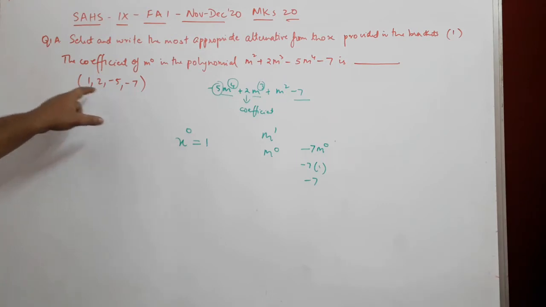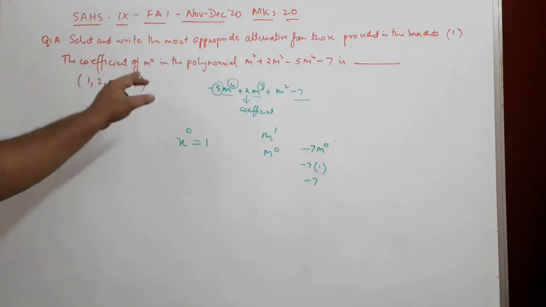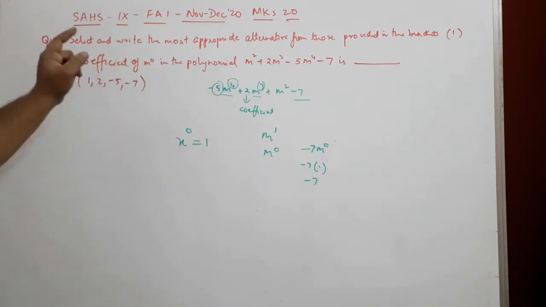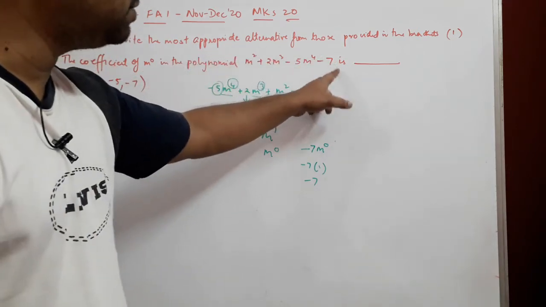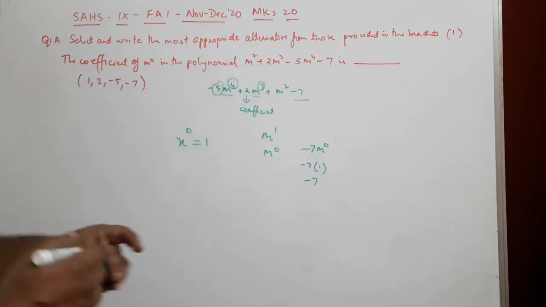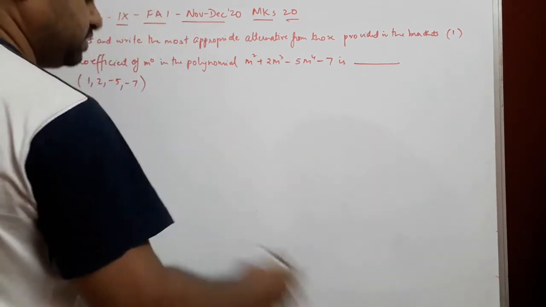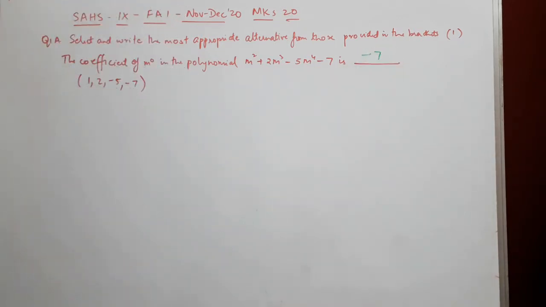And it is not 1, as some will think, that m raised to 0 we are asked. We are not asked for the value of m raised to 0, we are asked for the coefficient of m raised to 0. So m raised to 0 comes here and the coefficient is minus 7, as shown over here. So the answer to the first question for 1 mark is minus 7. That is the answer to question 1A. Let's move to question 1B.